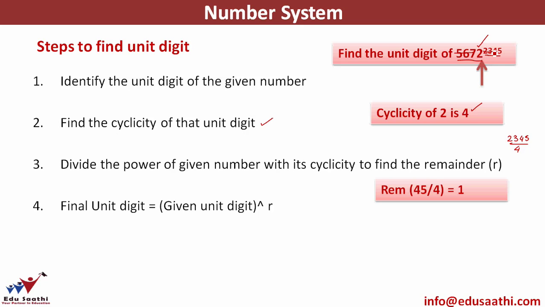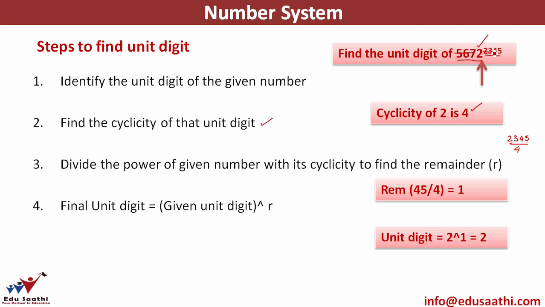The last step would give me my answer. The last step is that the final unit digit would be whatever your given unit digit is, raised to the power of the remainder. The remainder that I have got here is 1. So my answer would be 2 raised to power 1, which is 2. So the unit digit that I'll get for 5672 raised to power 2345 would be 2. So these are the 4 steps that we need to follow in order to find out the unit digit of any number.